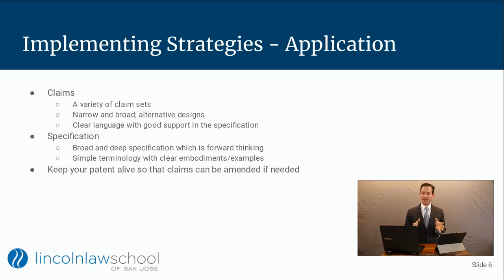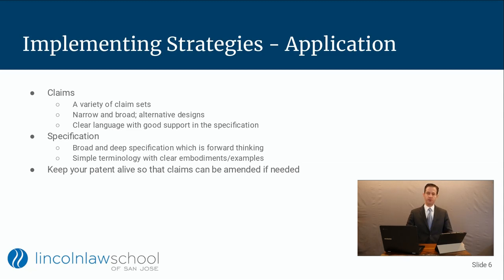So you want a claim that is broad enough that it has applicability to the market, but narrow enough that it will avoid any prior art type issues. I indicate as well you want alternative designs, where within the claim set you can have many dependent claims that look at and consider alternative uses or designs of the invention itself.